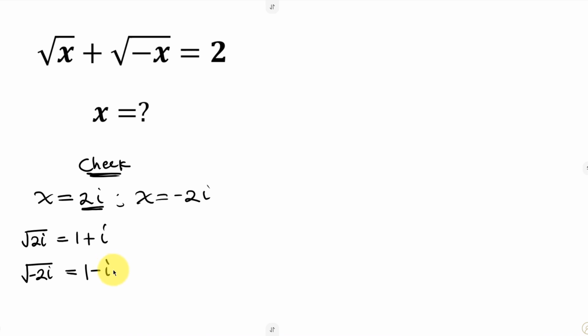So let's substitute this into our original expression. So from this, we have 1 plus i, plus this, we have 1 minus i. So are we going to be having 2 as a result? Now, let's face it, 1 plus 1 is 2, and i minus i is 0. So we see that the left-hand side and the right-hand side are actually equal. So this solution is actually correct.